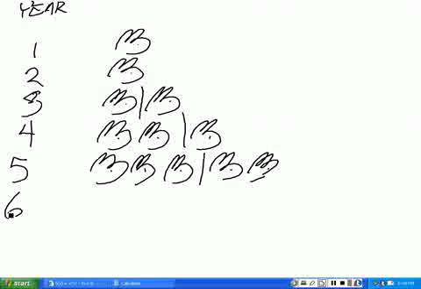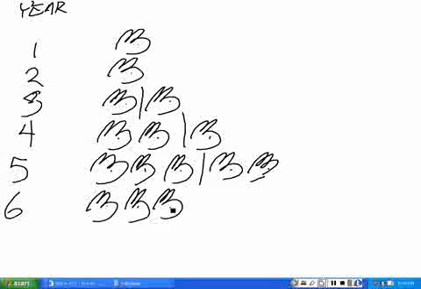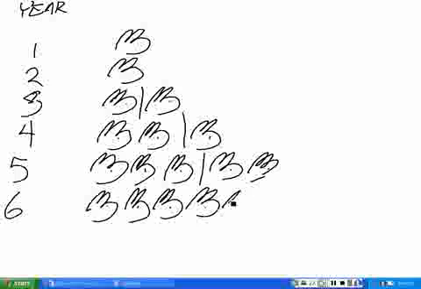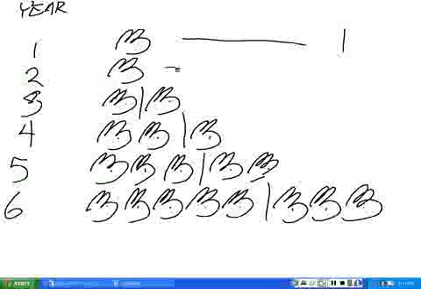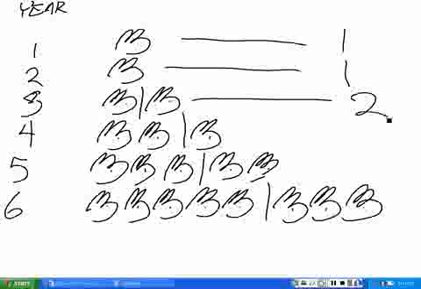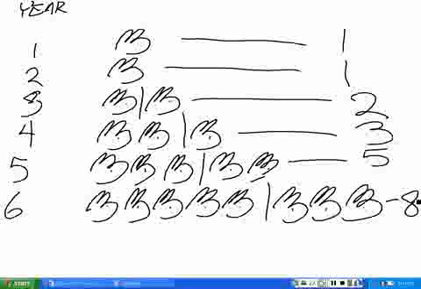Now in year 6, the babies are going to grow up. The mature bunnies are still around. Bunnies never die in Fibonacci's problem. So I get 5 mature bunnies. But you see, each of these mature bunnies in the 5th year, well, they're going to produce a pair of baby bunnies. So I get 3 babies. Well, let's try to count. We have 1, 2 pairs, 3 pairs, 5 pairs, and then 8 pairs.